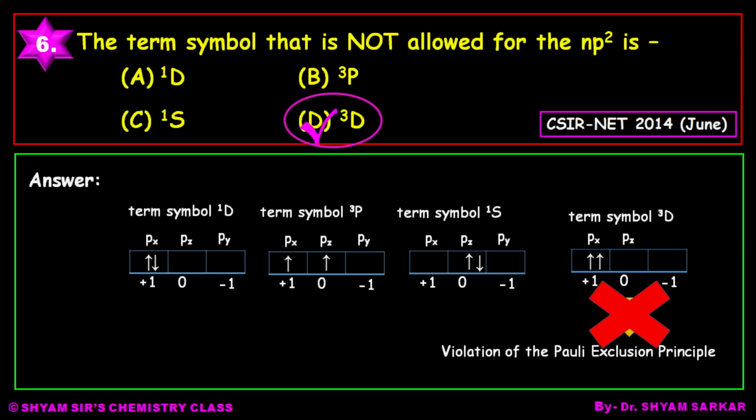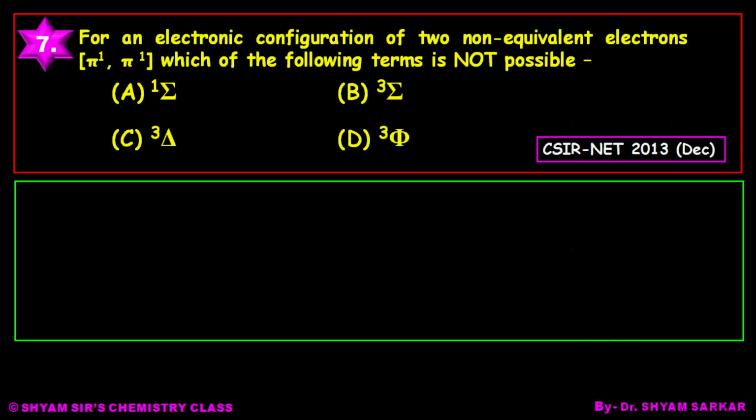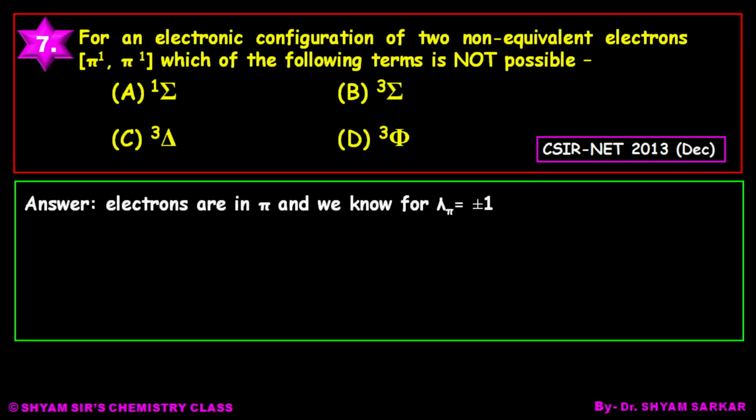Now let's move to the next question. Here, for an electronic configuration of 2 non-equivalent electrons, non-equivalent, pi 1, pi 1, both are in the pi orbital, which of the following terms is not possible? Let us see which term is not possible. Since both electrons are in the pi orbital, we know that for a pi orbital lambda value is plus or minus 1.